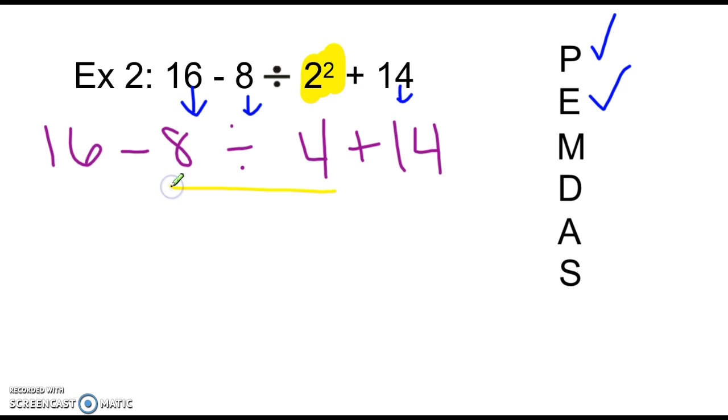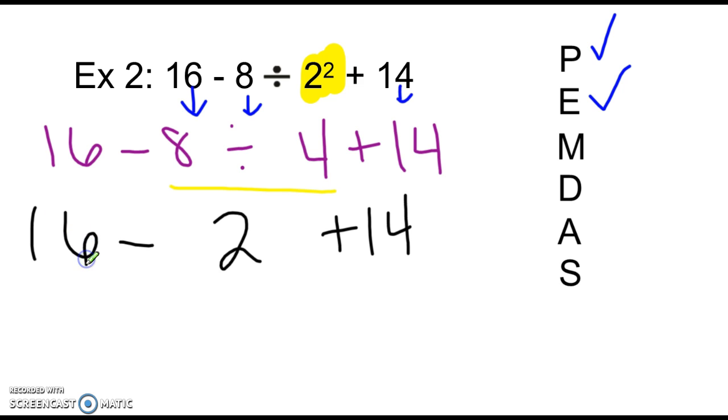8 divided by 4. And when you type that into your calculator, or if you know it off the top of your head, 8 divided by 4 will give us 2. And we're going to bring down the rest of our problem to keep our work organized. And now we can check off multiplication or division because we completed that. We only had division in our problem. And we're left with addition and subtraction. And we actually have both of those in our problem. So our problem reads from left to right, 16 minus 2 plus 14.